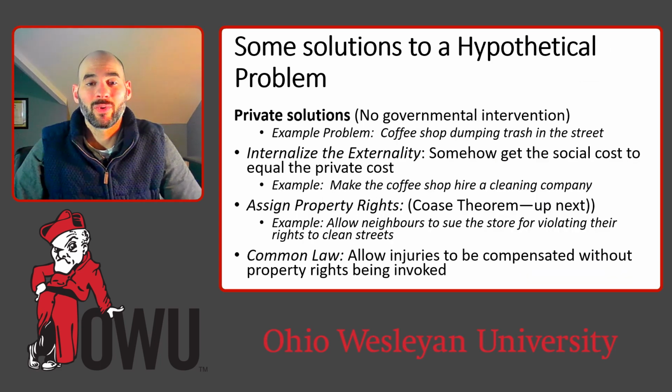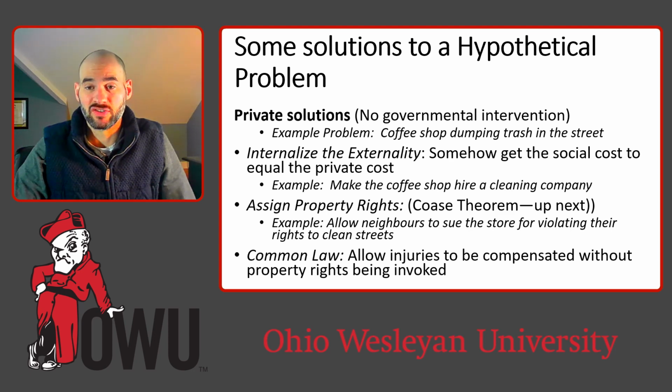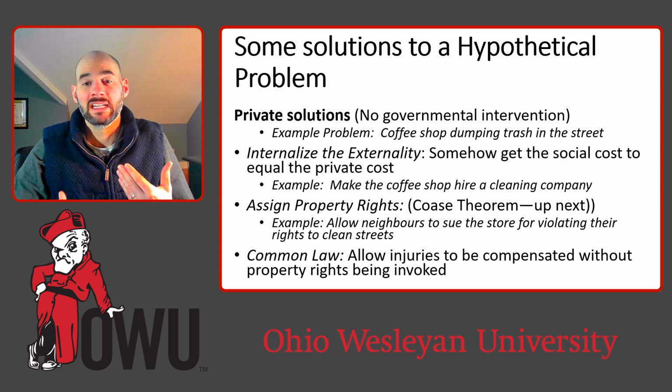So if we think of an example of a hypothetical problem with a clear negative externality, we can go over what some of the potential private solutions would be to solving that problem, and then consider what some of the governmental solutions would be as well. And so let's just think of some sample problem of a coffee shop dumping trash into the street, back into the alley, and think about how that impacts others, even though they don't have a role in that decision, and how we could get that coffee shop, without government coercion, to not dump their trash in the street.